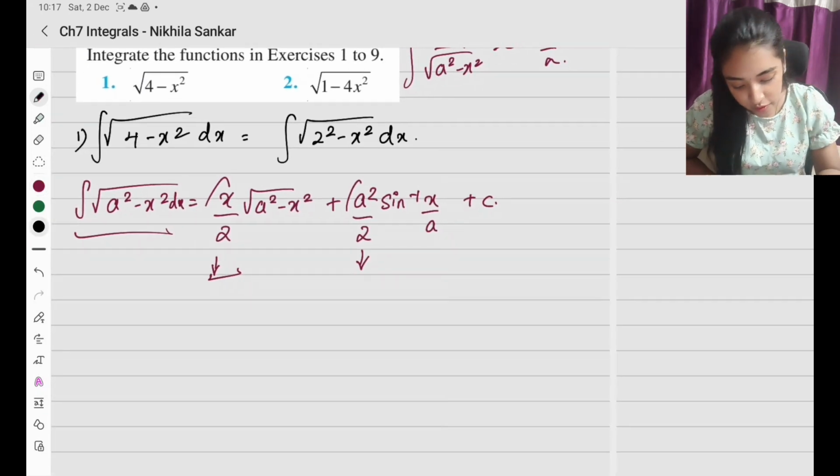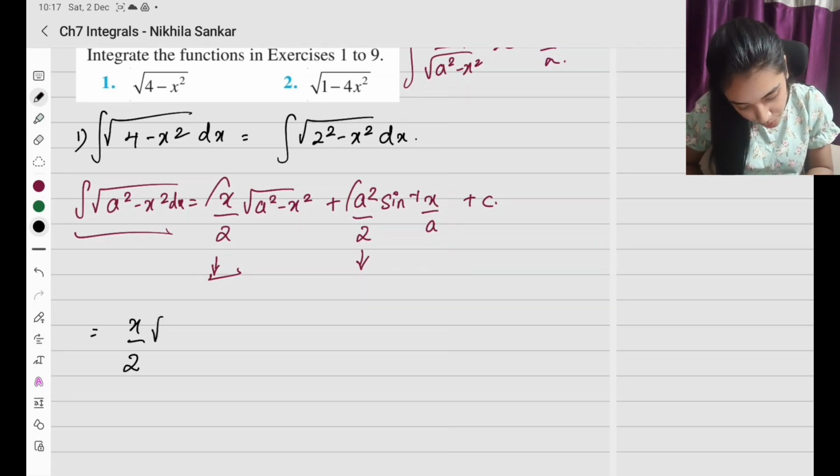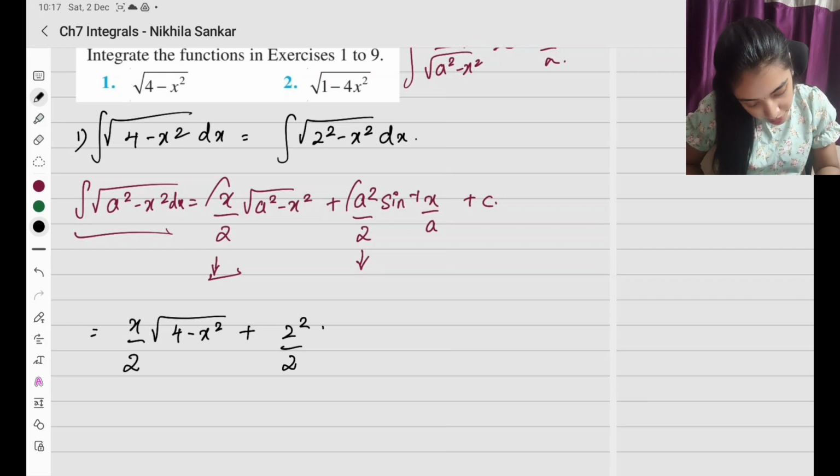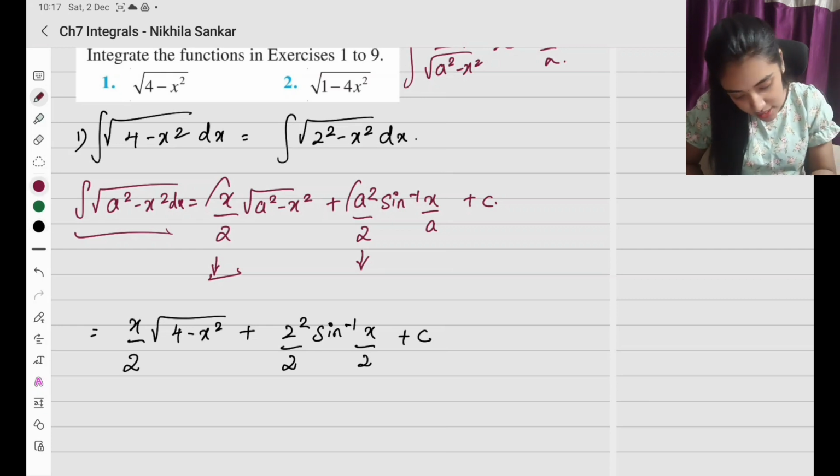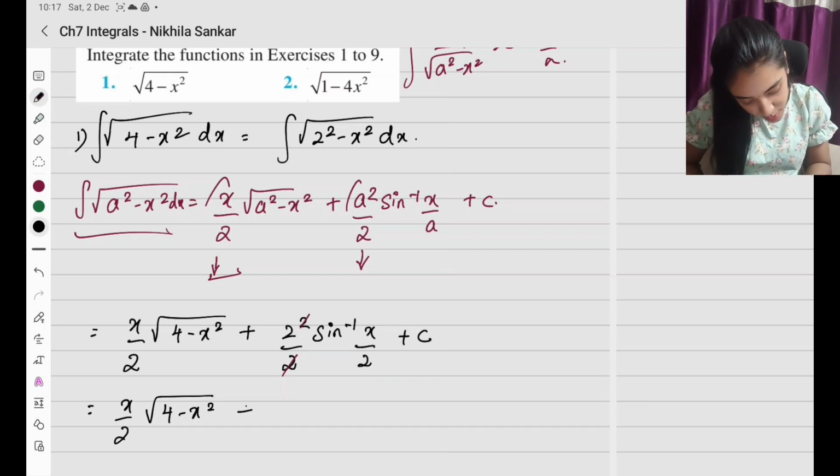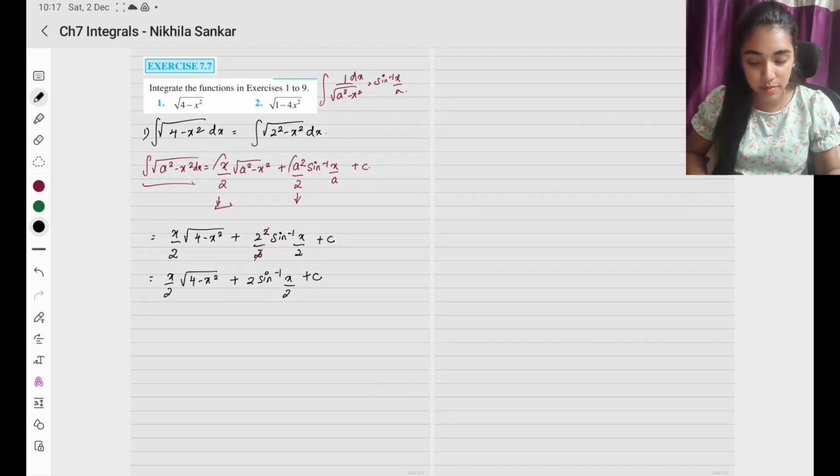So when I apply this in the formula in the question, my answer looks like x divided by 2 times square root of a square minus x square, which is 4 minus x square, plus a square, which is 2 square divided by 2, sine inverse of x divided by 2 plus c. Here this 2 and this 2 cancel. So my final answer is x by 2 square root of 4 minus x square plus 2 sine inverse of x divided by 2 plus c. Okay, so this is my first question's answer.